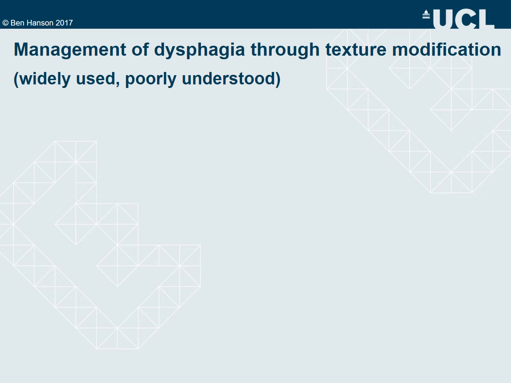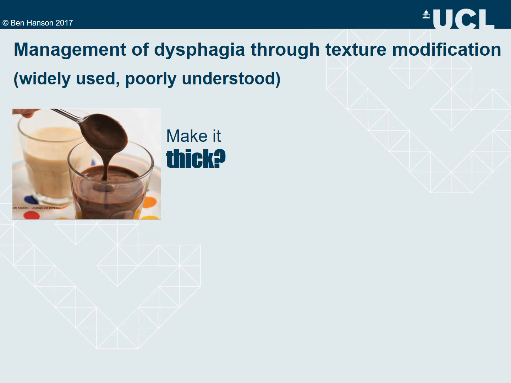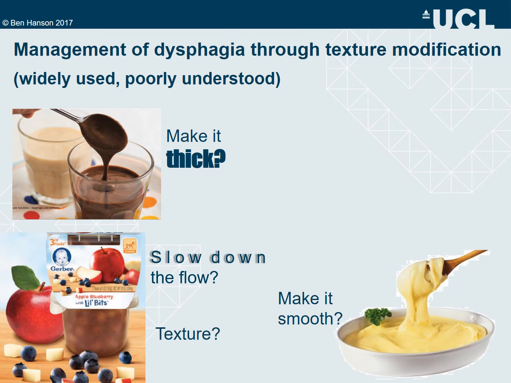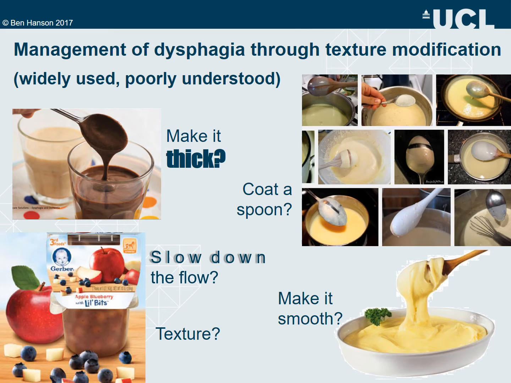So there are various ways that we can approach managing oropharyngeal dysphagia, texture modification being one of those. Now it's quite widely used, whether it's explicitly called texture modification or not, but it's very poorly understood in general, and that's because in part we don't have the tools necessary to describe it or to understand it in the practical environment where it's used. So we have terms like coating the back of a spoon or slowing down the flow, but these don't necessarily represent actual physiological dysphagia.